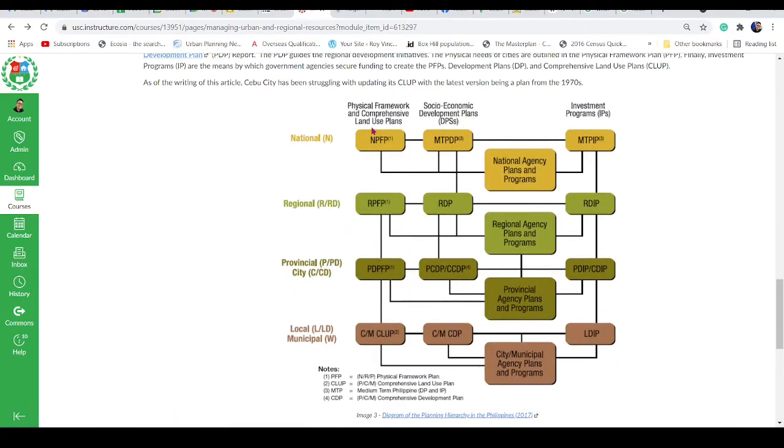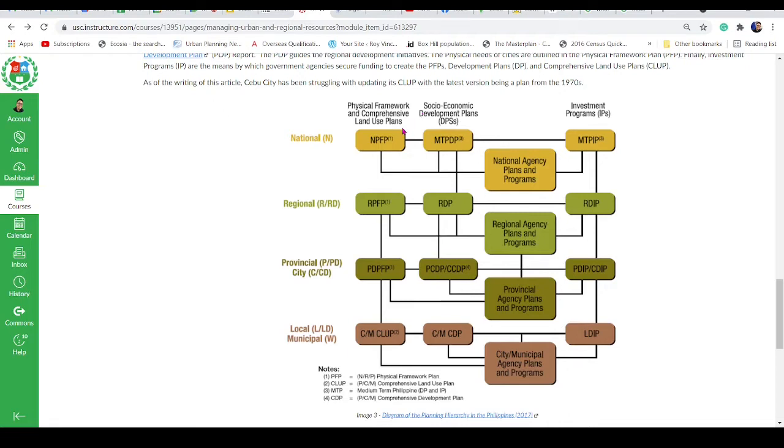So it's divided into the physical and the socio-economic and then the investment programs. Remember last sem we talked about site analysis and we divided it into physical, environmental, and social factors. So this is what happened. The same thing is happening on the larger scale.